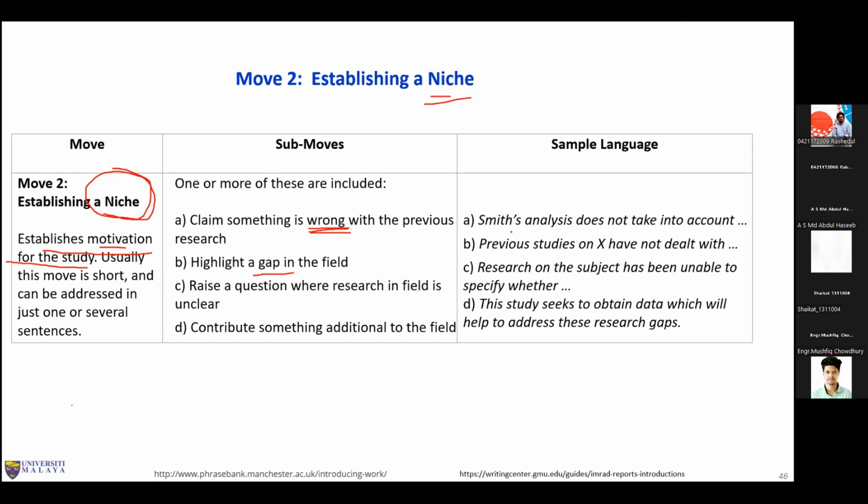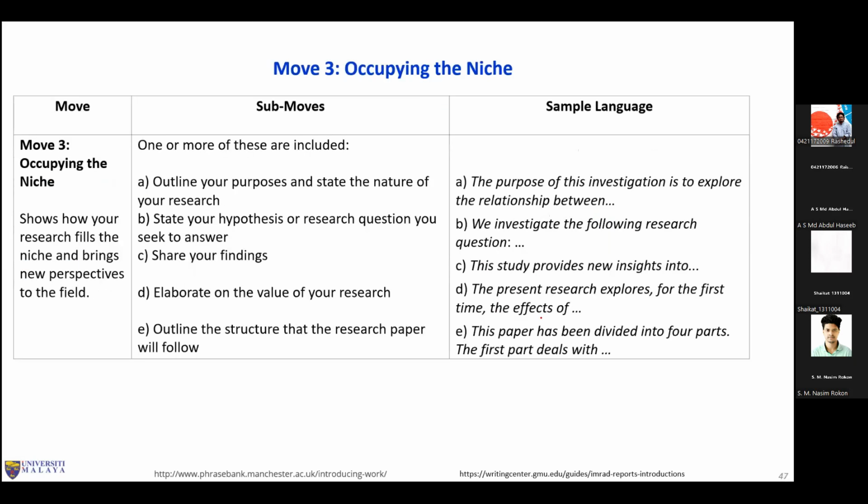And the type of language is, Smith's analysis does not take into account. So you tell what is missing. So this is the sort of language you will be using for establishing a niche. In the third move, you occupy the niche. You tell how you solve this issue. So how your research will fill the gap.